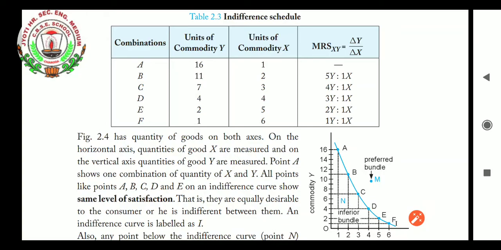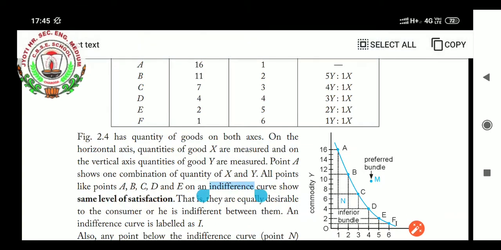From A to B, the consumption level has changed. Units of commodity Y: the consumer starts purchasing from 16 to 11. It has shifted by decreasing 5 units of commodity Y, and he is able to increase the commodity X from 1 to 2. So the change in Y is 5 and the change in X is 1.